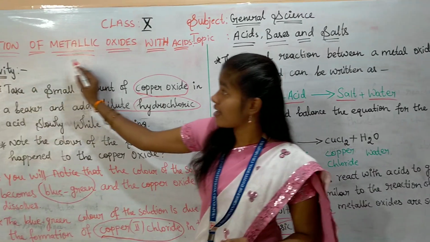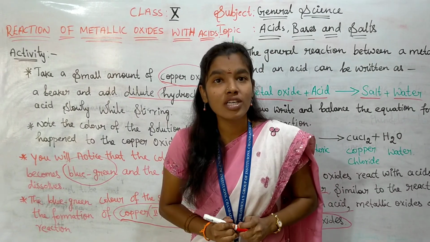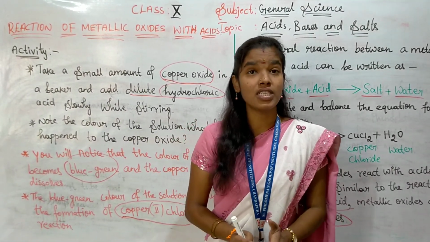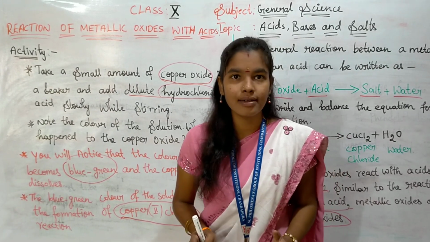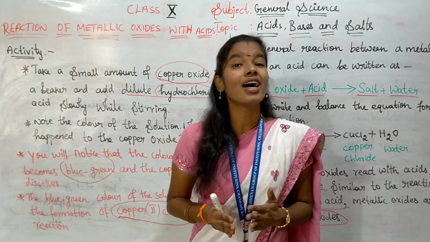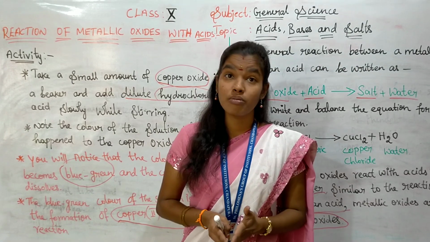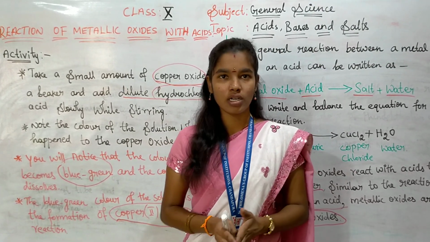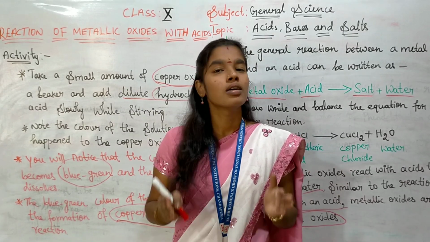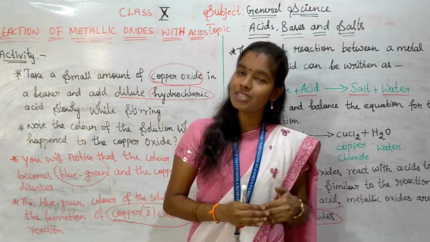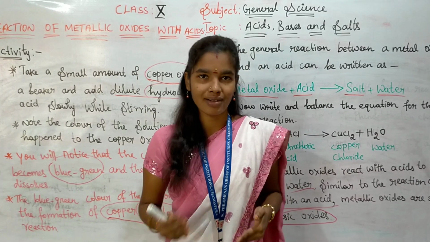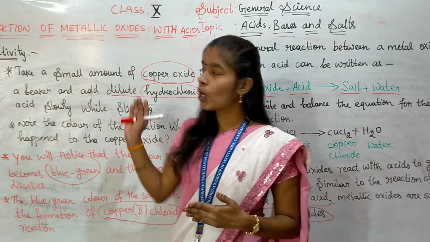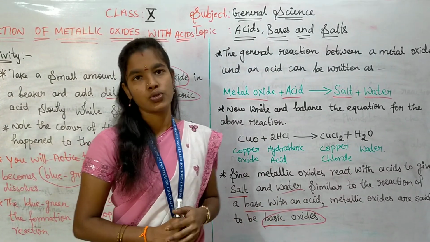We have discussed the reaction of metallic oxides with acid, and for that we performed one simple activity. With that we can understand very clearly that copper oxide reacts with hydrochloric acid, and the product is copper chloride and water. So how can we write the general formula? Metallic oxide reacts with acids and forms salt and water. We have also discussed the equation and balanced it.